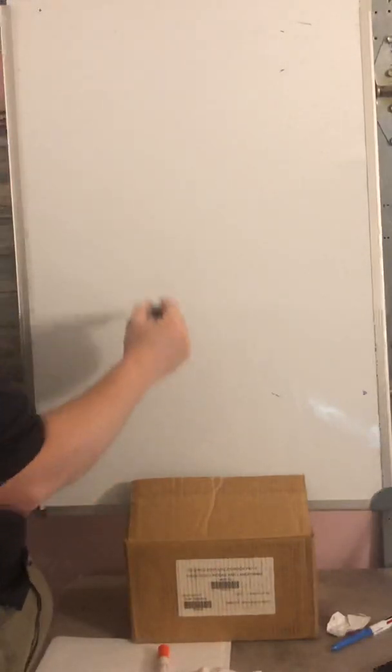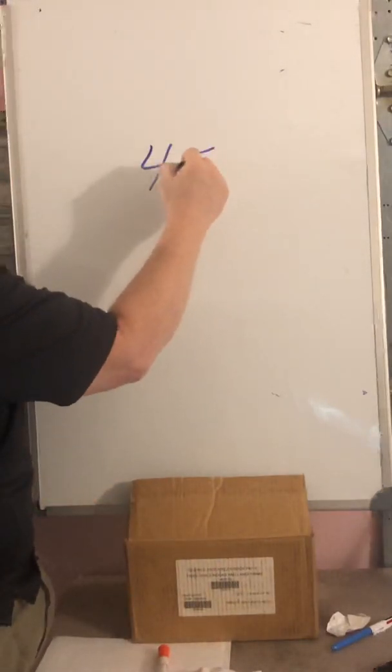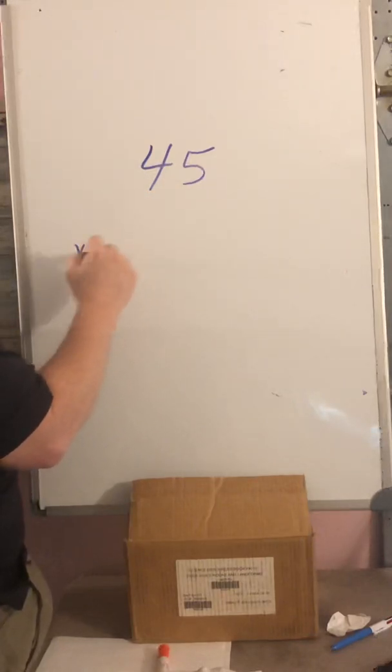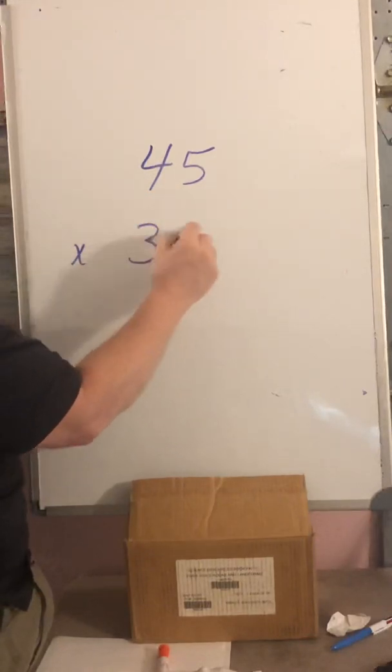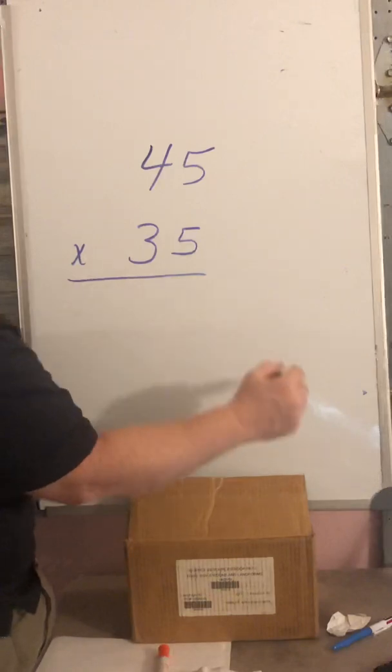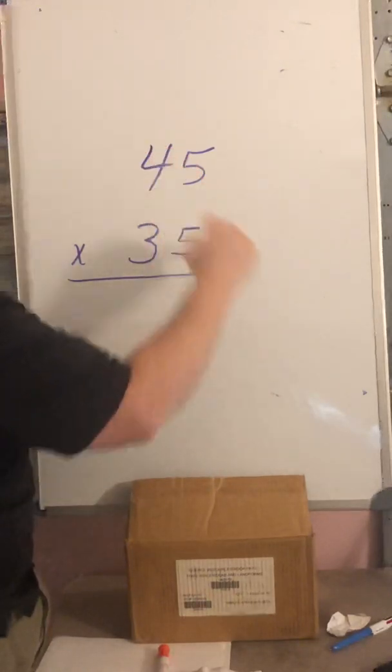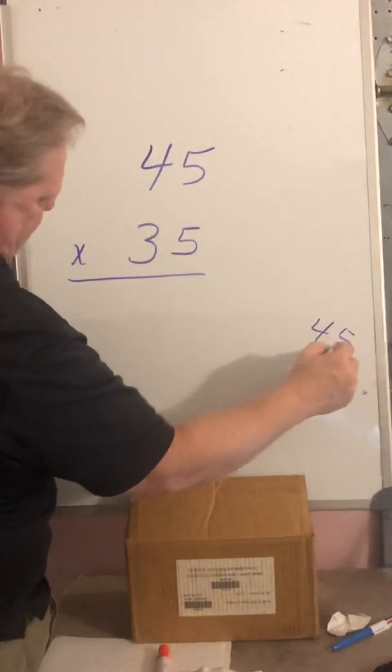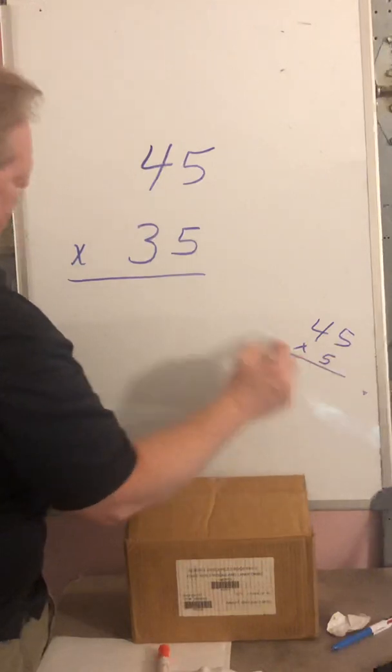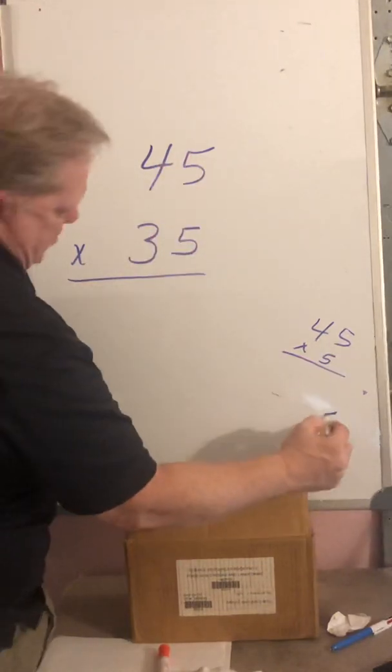Next you got 45. This is letter N. 45 times 35. That's it. Make that X when you do it. You're going to first go 45 times 5, and then you're going to go 45 times 3.